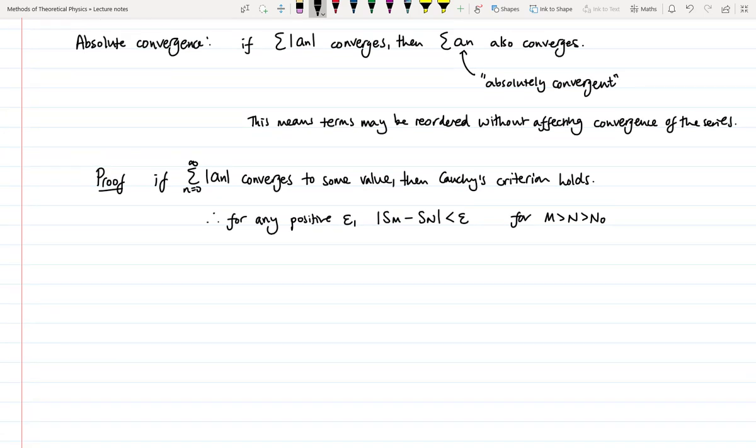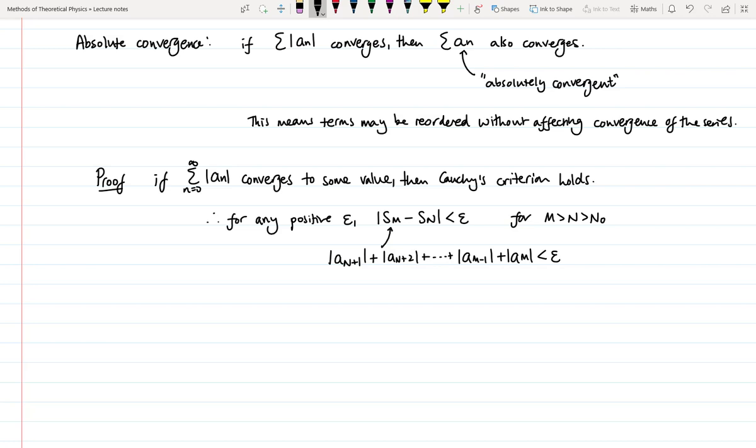Now, if we substitute in the expressions for the partial sums, so that's the sum of a finite number of the absolute value of terms, it turns out that this quantity here we can write down as the absolute value of an plus 1, the absolute value of an plus 2, all the way up to am minus 1 and am. And this sum of absolute terms is less than epsilon.